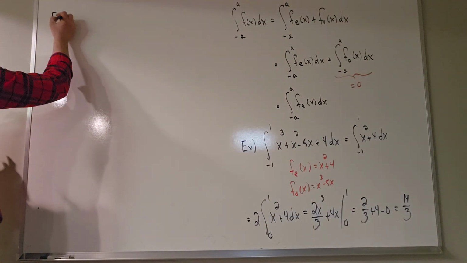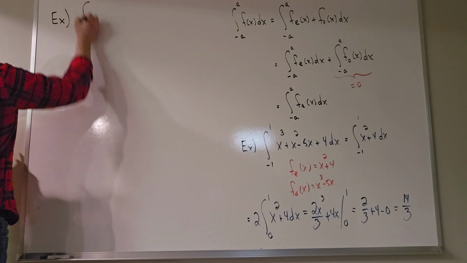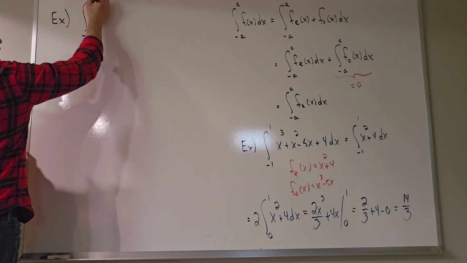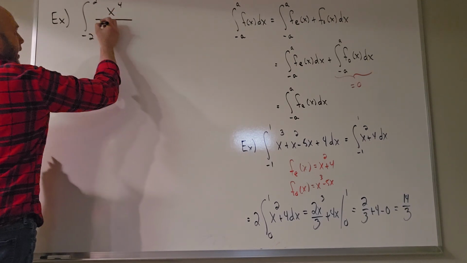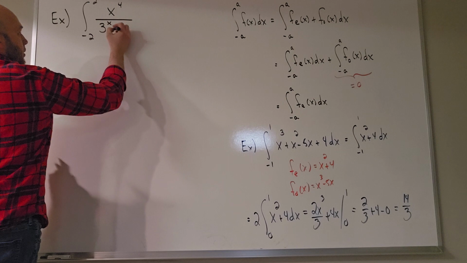Let's take a look at the following integral. We're going to look at the integral from -2 to 2 of x^4 divided by 3^x + 1.